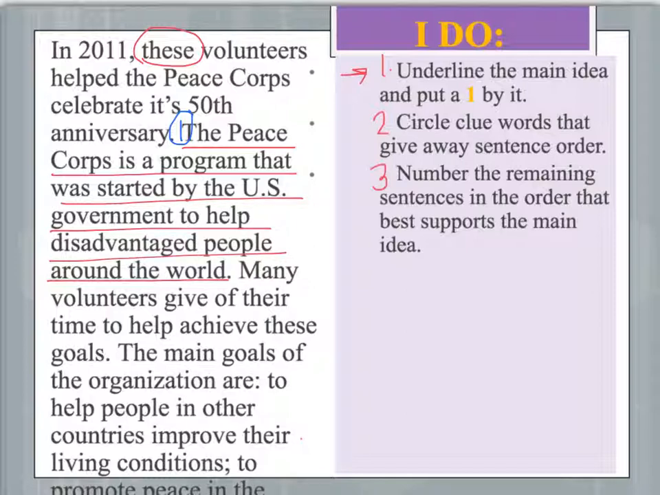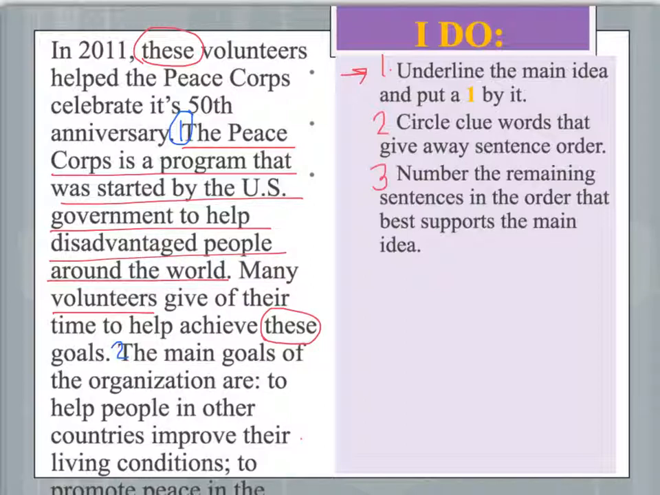Now here we hear about the volunteers. So this one talks about the volunteers, but I also see it says help achieve these goals. Okay, well, what goals are they talking about? Once again, that's a pronoun without an antecedent. We don't know what it's talking about. So I'm going to go on to the next sentence. The main goals. Okay, so there's my goals. So I probably need to have this sentence as number 2.